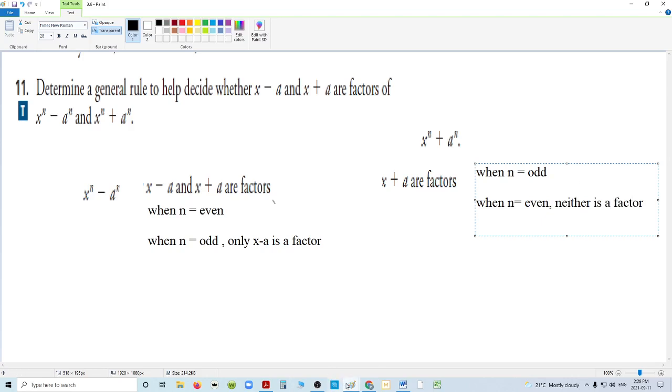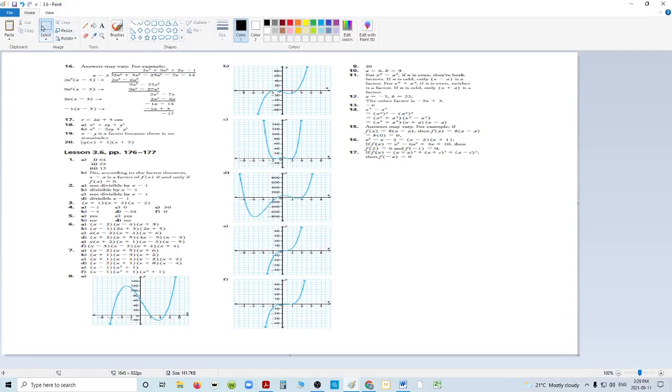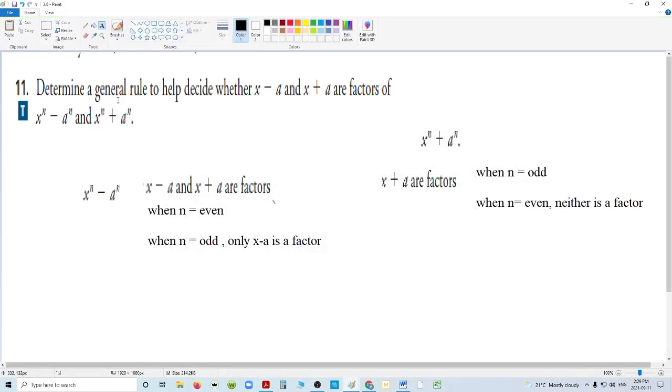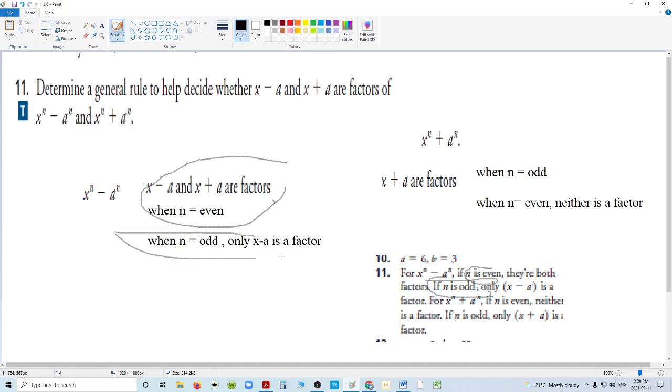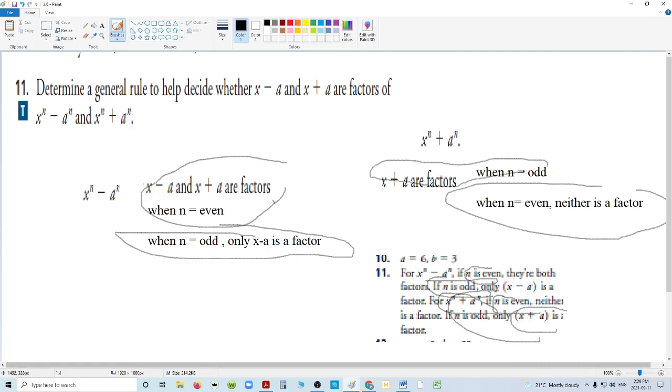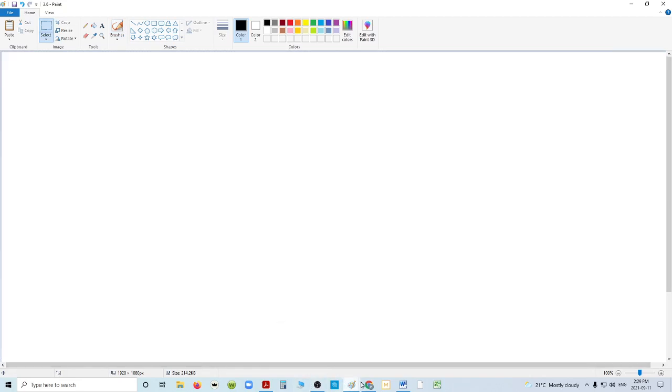So we're going to just look that up now. I have the answers here. It's number 11. So we're going to do that and just copy it and see if I got it right. Okay, there's the answer to A and B right there. They're saying x to the n minus a to the n, when n is even, they're both factors, which is what we said right here. And if n is odd, only x minus a is a factor, which is what we said right here. For x to the n plus a to the n, if n is even, neither is a factor, which is what we said here. And if n is odd, only x plus a is a factor, which is what we said right there. Good.